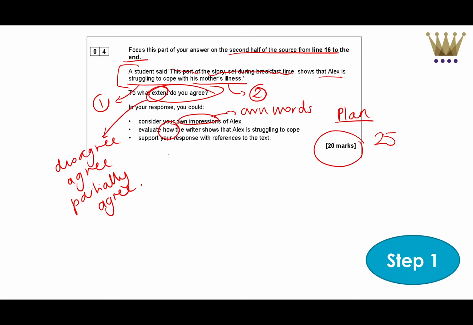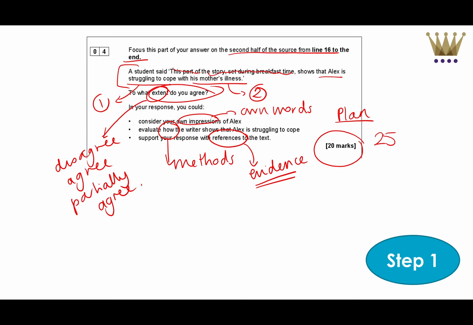Evaluate how the writer shows that Alex is struggling to cope. Whenever you see the word how, it is telling me that I need to look for methods. That is things like language devices, words, phrases, and structural features. Now the last one, support your response with references to the text. That's the evidence that I spoke about earlier. It is so important to be able to find evidence. What I need to do next is move on now to look at step 2. Now I'm thinking about, as I go through the extract, shows that Alex is struggling to cope. Do I agree, disagree, or partially agree with that?